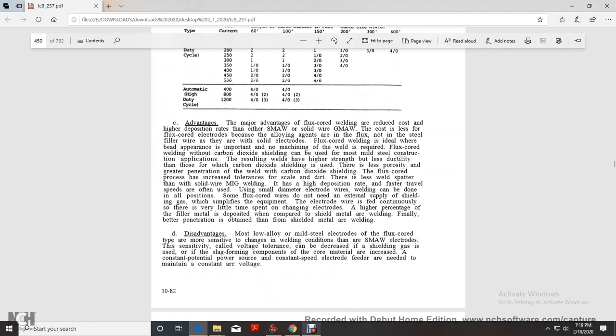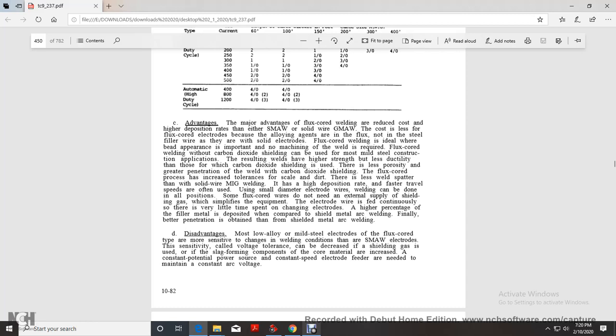Advantages. The major advantage of flux core welding is reduced cost and a higher deposition rate compared with shielded metal arc welding, solid wire, and gas metal arc welding. Flux core arc electrodes cost less because the alloying agent is in the flux, not in the steel of the filler wire as it is with the solid electrode.